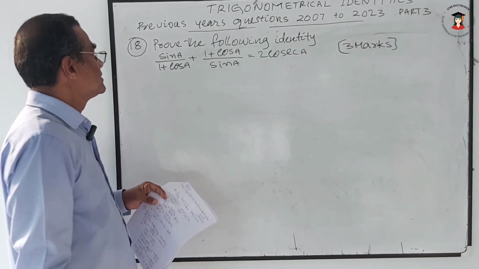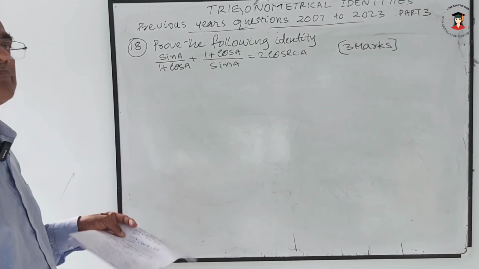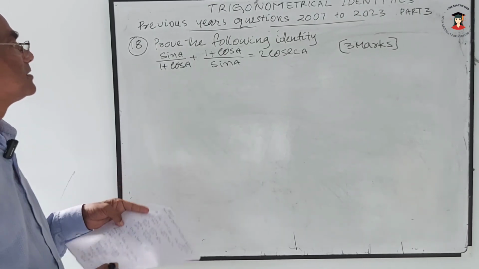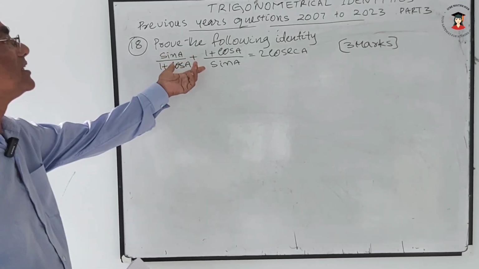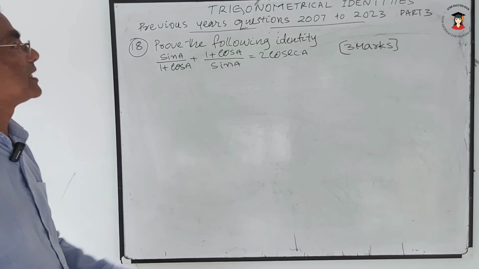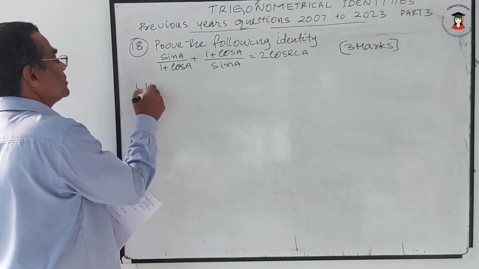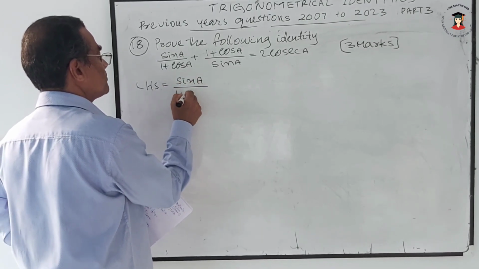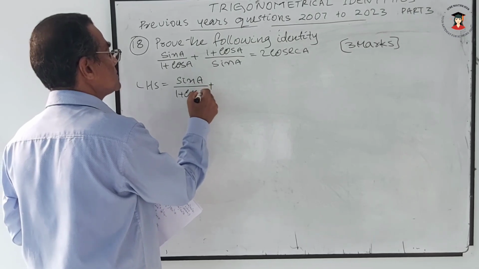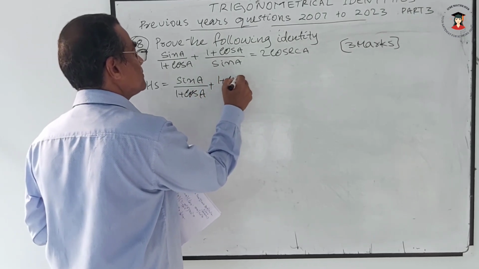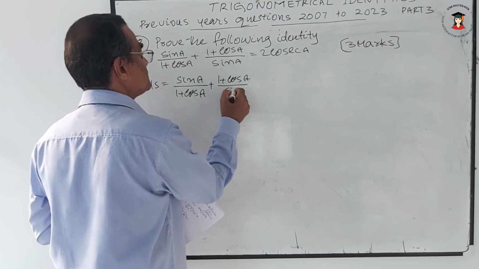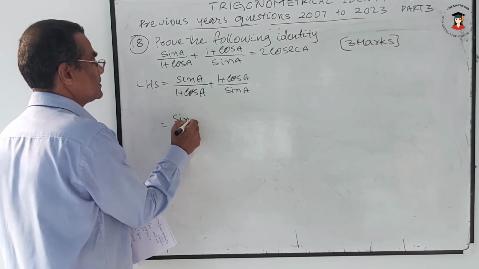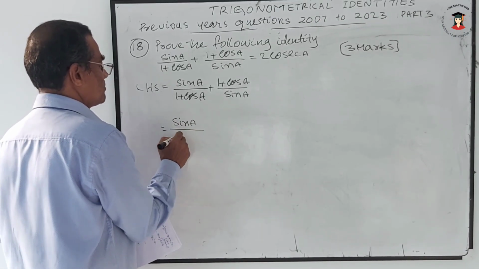Question number 18 is sin A by 1 plus cos A plus 1 plus cos A by sin A equal to 2 cosec A. It is clear that it is easy to simplify the left hand side and arrive at the right hand side. Therefore, left hand side equal to sin A divided by 1 plus cos A plus 1 plus cos A by sin A equal to sin A divided by 1 plus cos A.